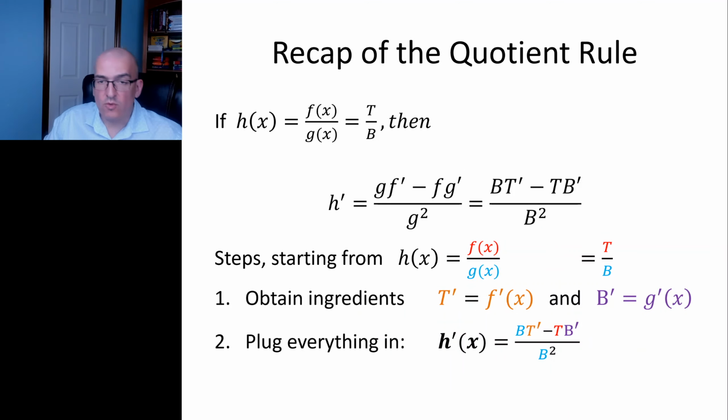And then a recap of the quotient rule is that if you have a top function over a bottom function, or you have f over g, then there's the bt prime minus tb prime over b squared formulation for the derivative, or there's the gf prime minus fg prime over g squared formulation. Both agree with each other; they're just different ways to label a top and bottom function. T and b is a little bit better because sometimes the whole function is called f, and now you have f appearing twice in different ways, and it's confusing.